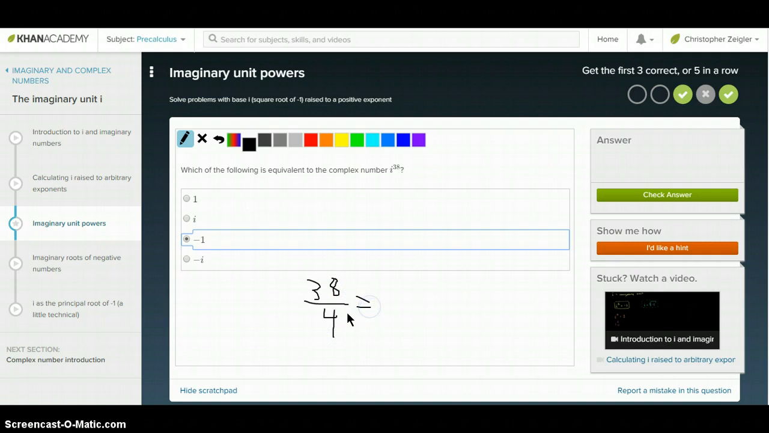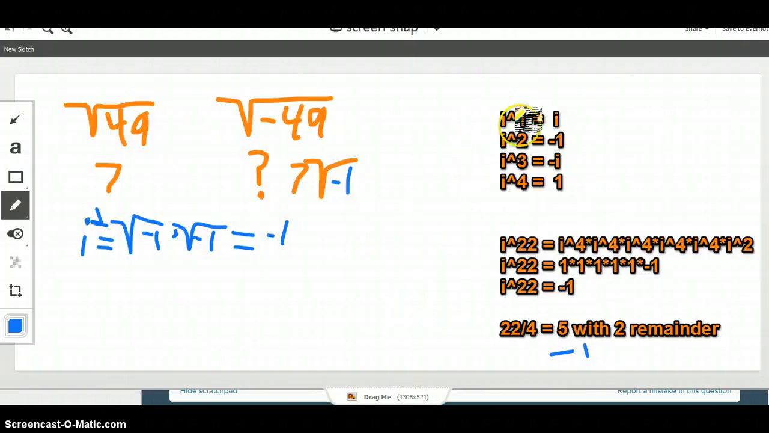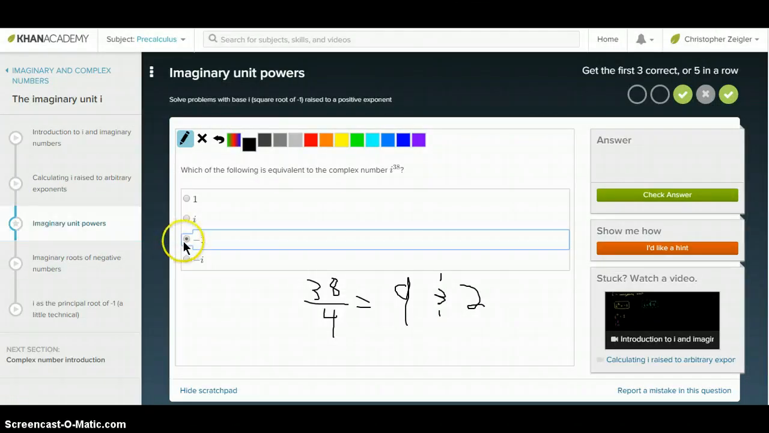Well, how many times does that go into 38? Let's see, 4 times 9 is 36, so 9 times. And how many do we have left over? We have, let's see, 36, 37, 38, and we have 2 left over. So let's go back to our chart. So 2 left over, and it's negative 1. Alright. Lucky guess, right?